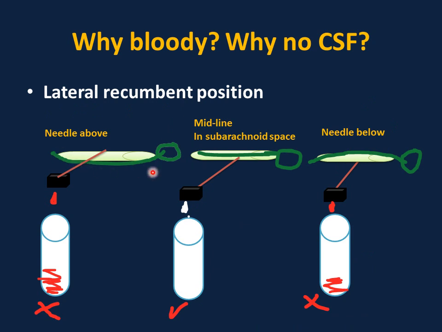If the back is curved downward or upward, the needle will be out of the subarachnoid space. So it's very important to align the back with the table, to make sure it's parallel to the table, inserting the needle exactly in the midline. Also, too shallow or too deep can give you blood or no CSF at all. Knowing the approximate distance, how far you can go, is very important and will increase your success rate.